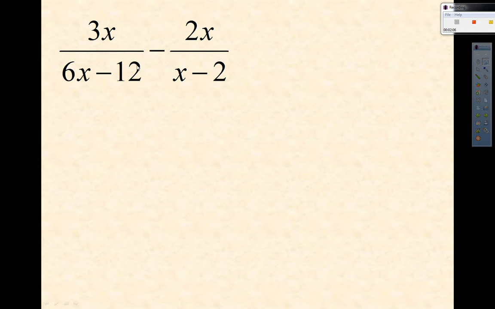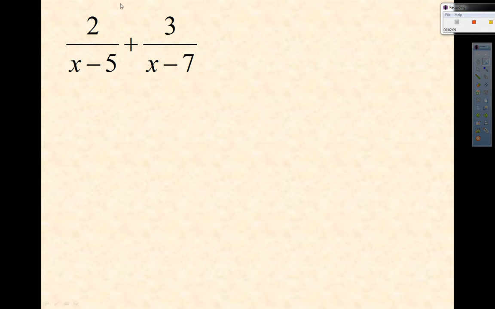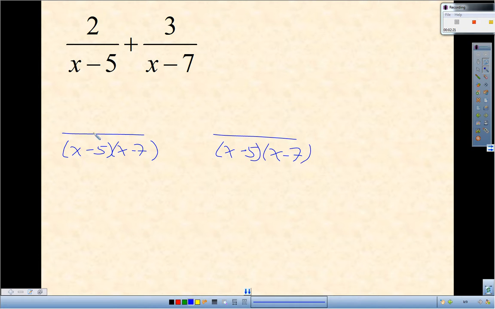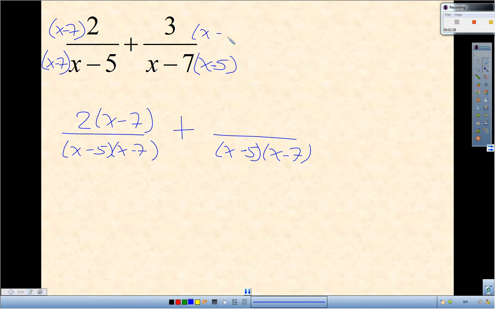Alright, for the next one, I notice that I have an x minus 5 and an x minus 7, so the common denominator would be x minus 5, x minus 7. In the first fraction, I notice that in order to get x minus 5, x minus 7, I'd have to multiply this by x minus 7, so I'm going to multiply the numerator times x minus 7. To get the second one, I'd have to multiply by x minus 5 in the denominator, so I'll multiply by x minus 5 in the numerator, so that would be 3 times x minus 5.